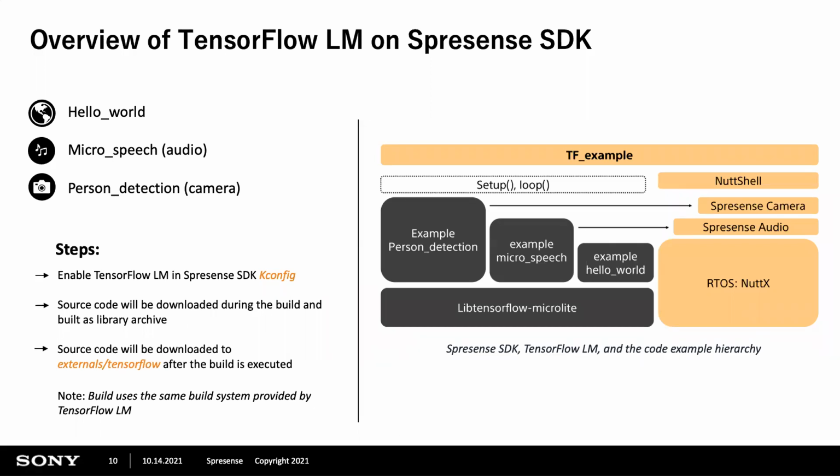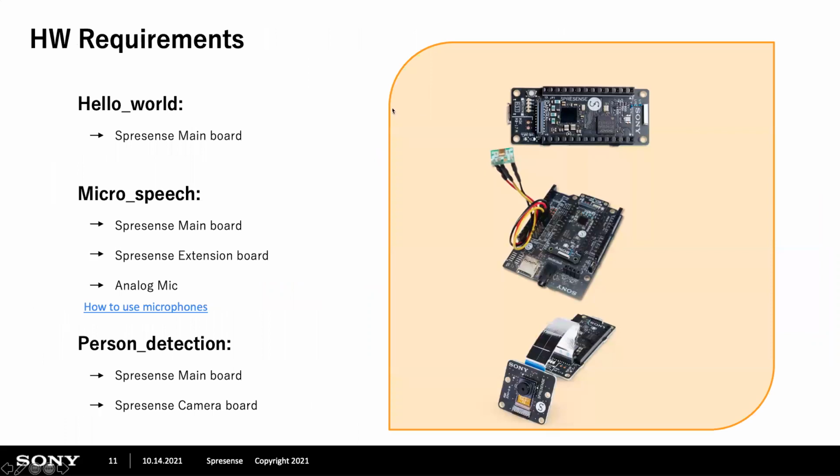So now let's look at the hardware. What do we need? For the first example, you just need the mainboard. For the second one, the speech example, you need to connect a microphone. I have provided a link for how you can connect the analog microphone here. And then the last one is the camera. This is how you connect the camera, and you just need the mainboard and camera board.